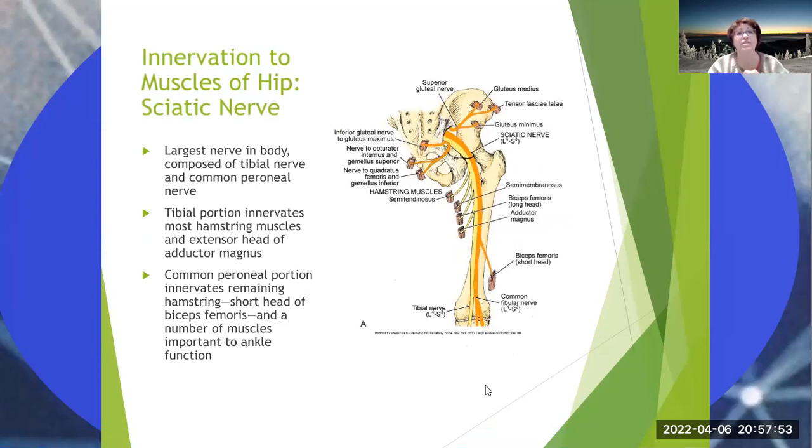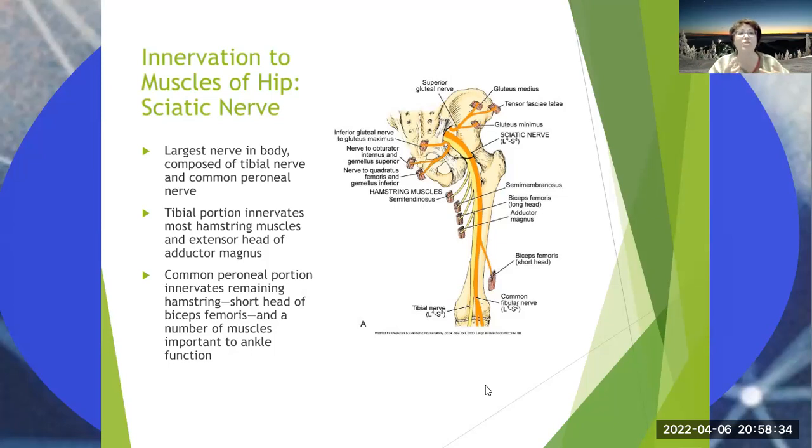The sciatic nerve is the largest nerve in the body, and it's composed of the tibial nerve and the common peroneal nerve. So I think of it as like the wired headphones that you'd get, and they were all together all the way to the end, and you had to sort of peel them apart so you could get the headphones in your ears. The tibial portion and the common peroneal portion are the two parts that you peel apart, and then the main nerve trunk that comes out of the sacral plexus is the part of the headphones that are still together. That's my analogy. I hope it works for you. If it doesn't, we'll come up with something else.